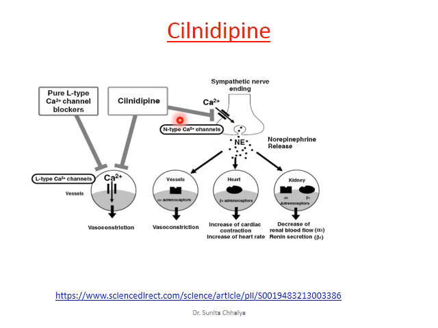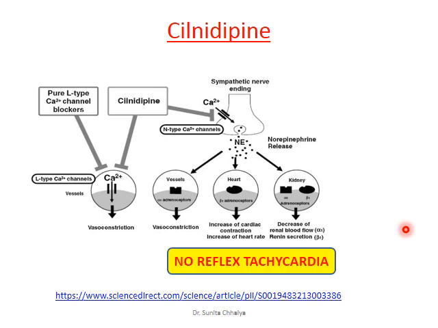The N type of calcium channels are present at the neuronal cell. Blockage of this channel can decrease the release of neurotransmitter. If neurotransmitter release is blocked, the reflex tachycardia which is produced with the dihydropyridine derivatives is not observed with cilnidipine. So there is no reflex tachycardia.